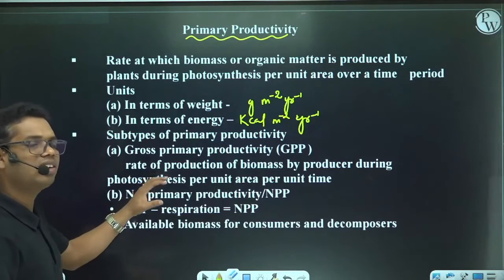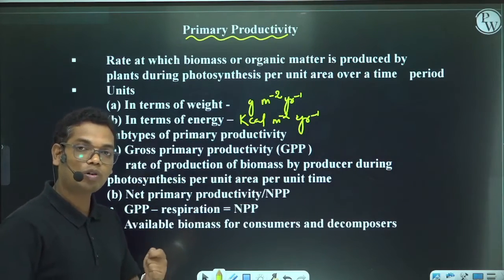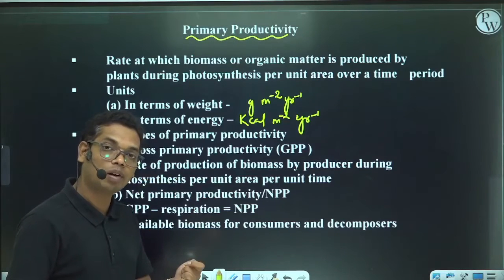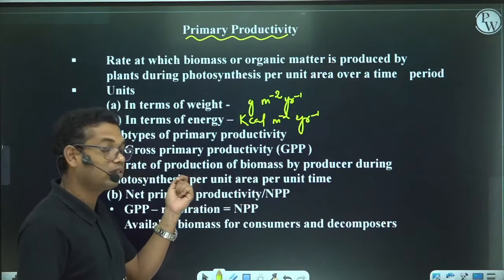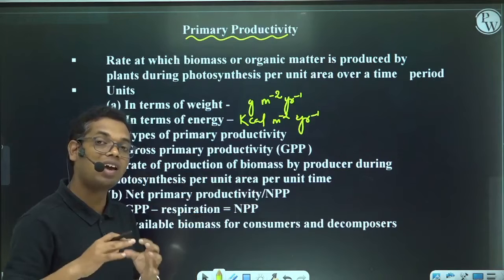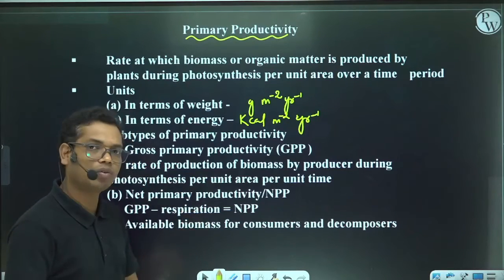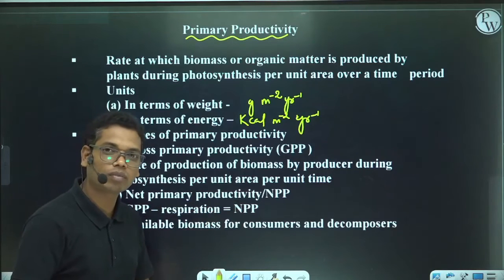The primary productivity is again of two types, GPP and NPP. What is GPP? The amount of biomass produced by plants per unit area per unit time is gross primary productivity. And after respiration, how much biomass is left, that is known as net primary productivity. That is why I can say that GPP minus respiration will be NPP.